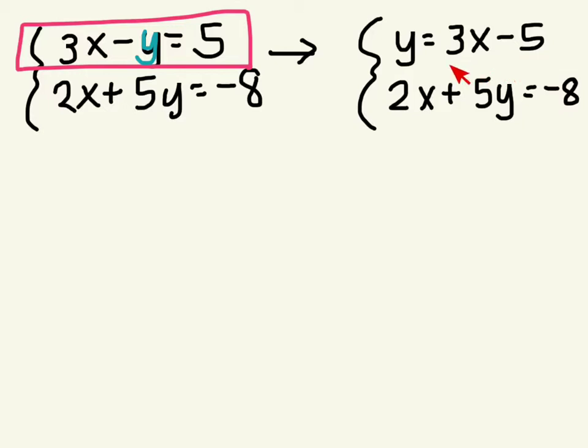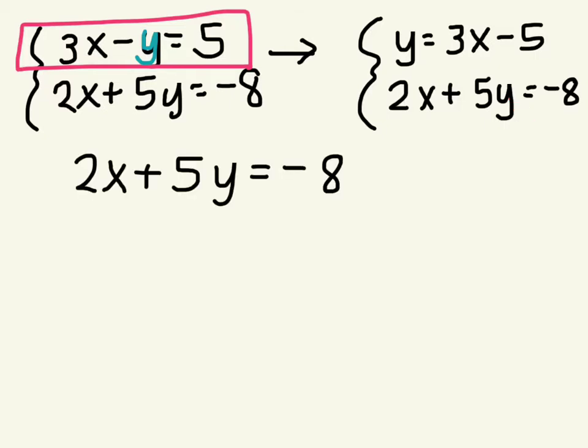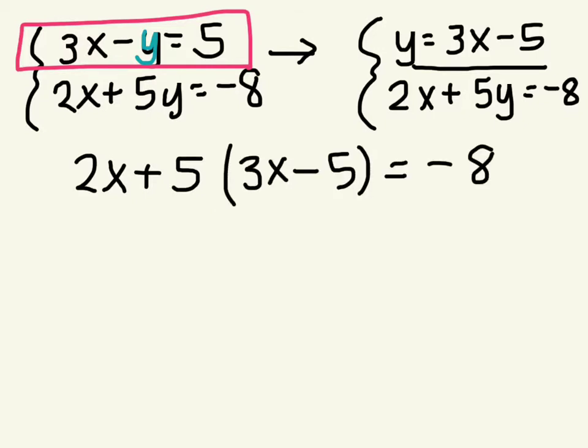I'm going to rewrite this system as y equals 3x minus 5 and 2x plus 5y equals negative 8. Since this equation is set equal to y, I'm going to take this y value, plug it into the other equation, and then solve for x. Before I substitute, my equation looks like 2x plus 5y equals negative 8. I'm going to substitute this expression for the value of y, so it now looks like 2x plus 5 times the quantity 3x minus 5 equals negative 8.